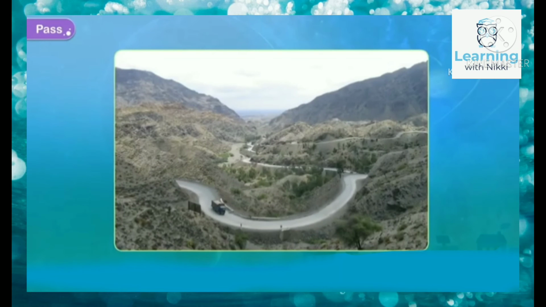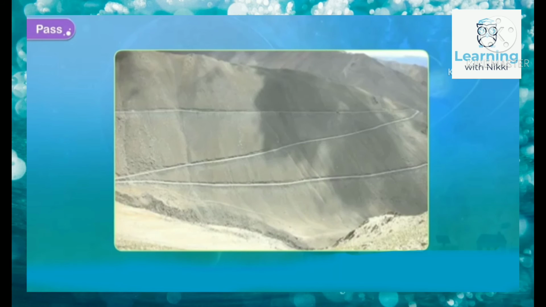The Khyber Pass is at 1,070 meters, that is 3,510 feet, in between Pakistan and Afghanistan. The Khardungla is at 5,359 meters, that is 17,582 feet, in India.